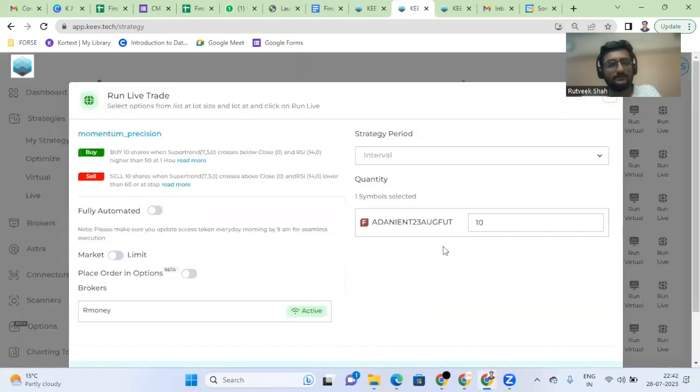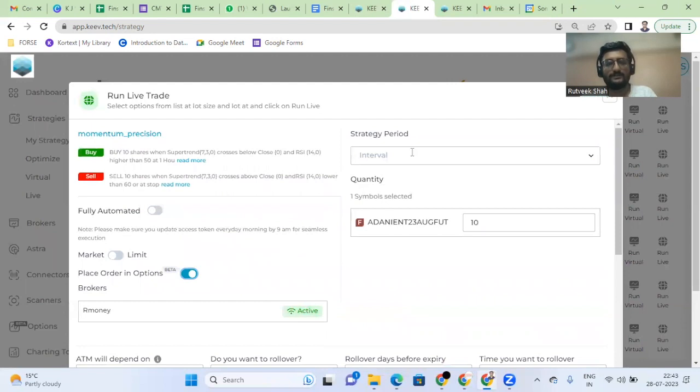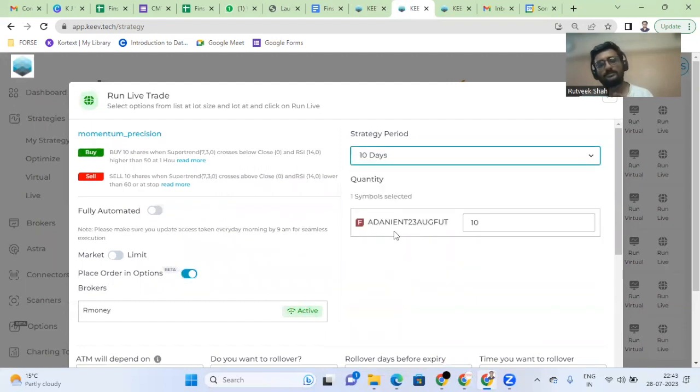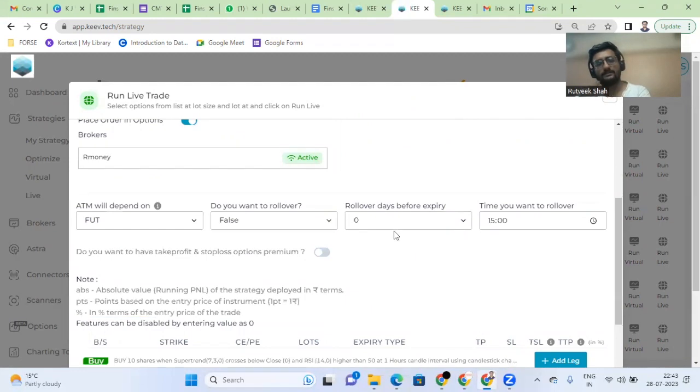So for example, if we look at Adani Enterprise only, we'll click on place order and options. Then we'll also select the interval. We want this strategy to be active for the first 10 days of the month only, not the remaining 20 days, because we also have to take into account the liquidity factor. By the end of the month, the options will ideally turn illiquid as the expiry comes nearby.